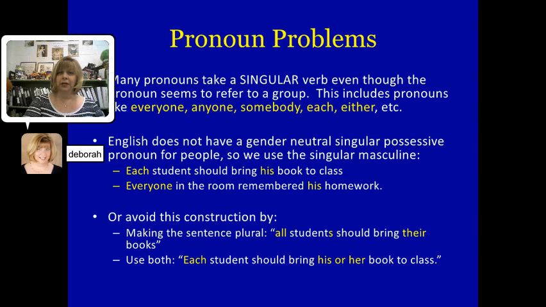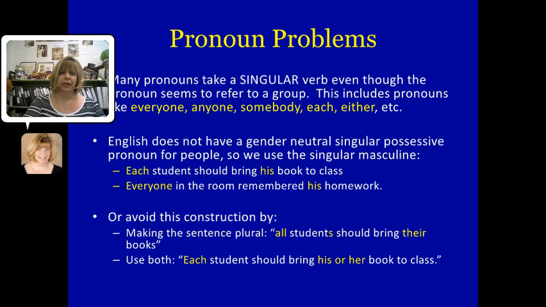Now, pronouns can actually cause a lot of trouble for writers, and believe me, the makers of standardized tests love to throw these kinds of mistakes on. So pay some attention to some of these rules and some of these common mistakes, and I think you'll find that you do much better when you're answering those kinds of test questions or having the usage correct in your own writing. So many pronouns will take a singular verb even though the pronoun seems to refer to a group. Let's remember that idea of a collective noun.